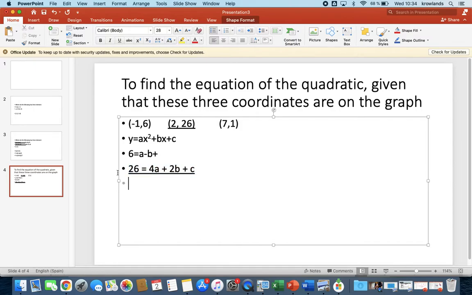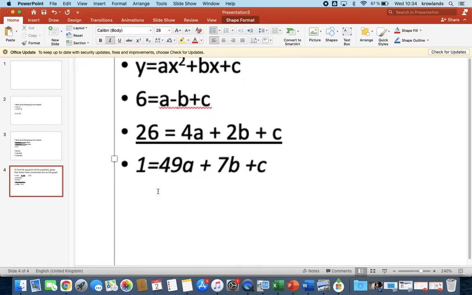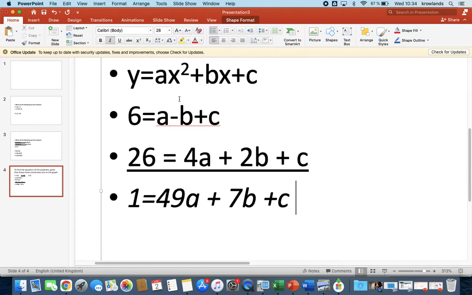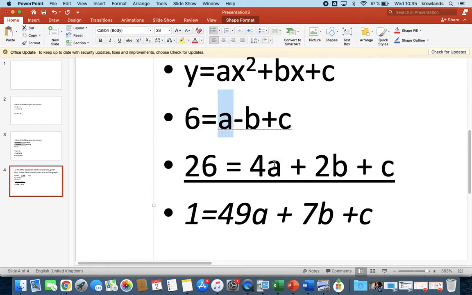Now let's go on to the third equation. This one I'm going to put in italics, which is 7, 1. Wherever we've got a y, we put a 1, and wherever we've got an x, we put a 7. So ax squared, where x is 7, is 49a, plus 7b plus c. And now we have a system of equations. We have 3 equations, and when solved together, we're going to be able to work out a, b, and c.